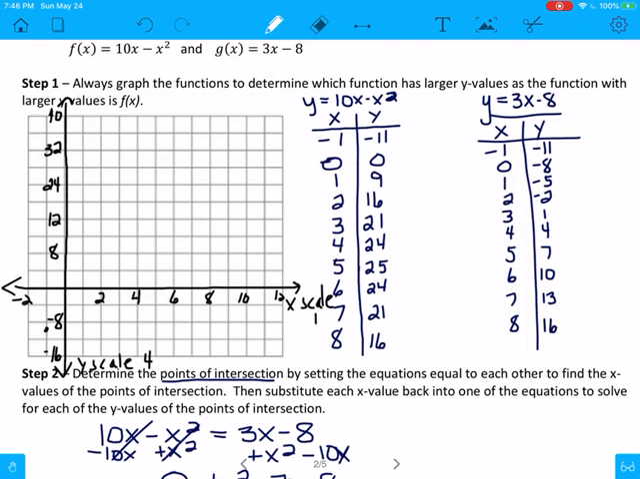So that's about here. I'm plotting the x-squared one, which I should be plotting in blue. Silly me. Okay, so I have negative 1 and negative 11. And then I have 0, 0. And then I have 1, 9. And then I have 2, 16. And then I have 3, 21. And then I have 4 and 24. And then I have 5 and 25. And then 6 and 24. 7 and 21. 8 and 16.